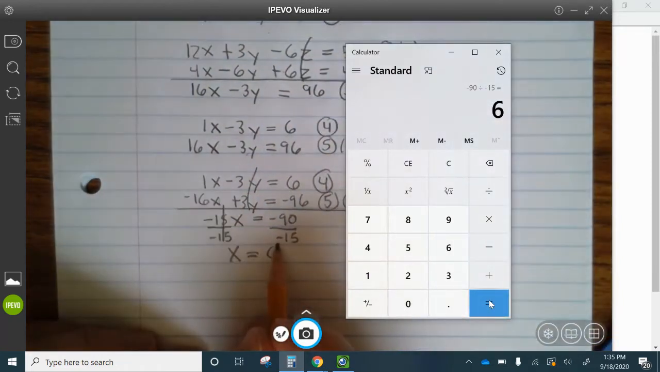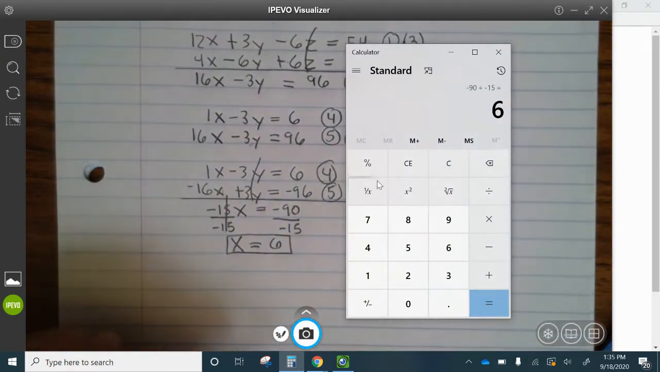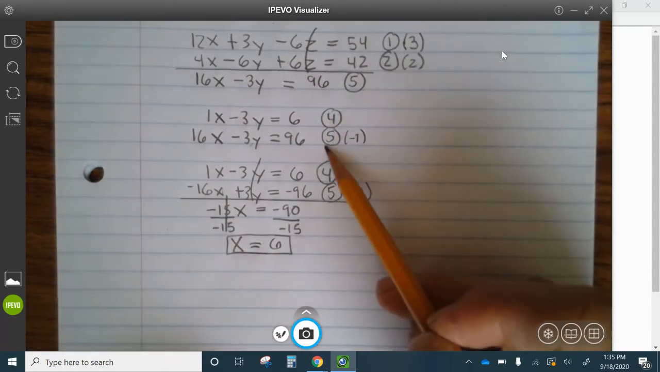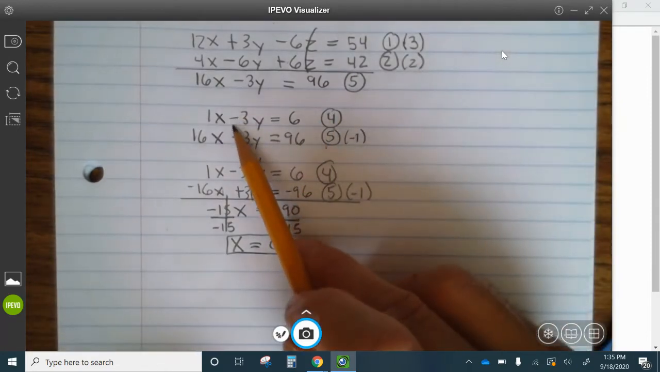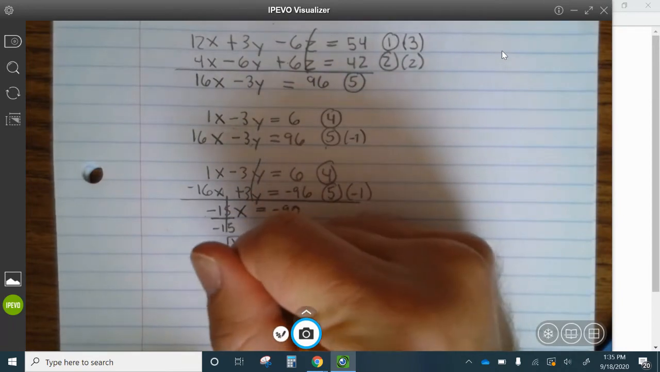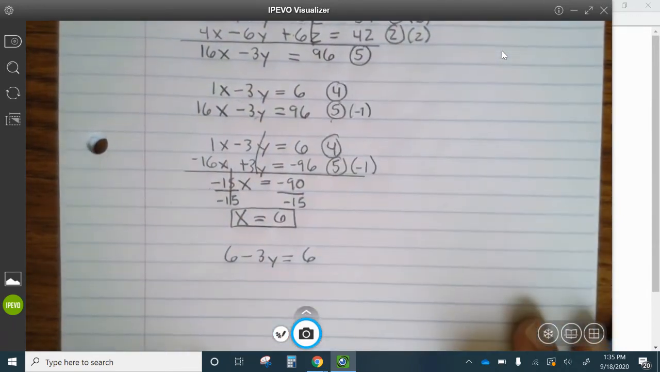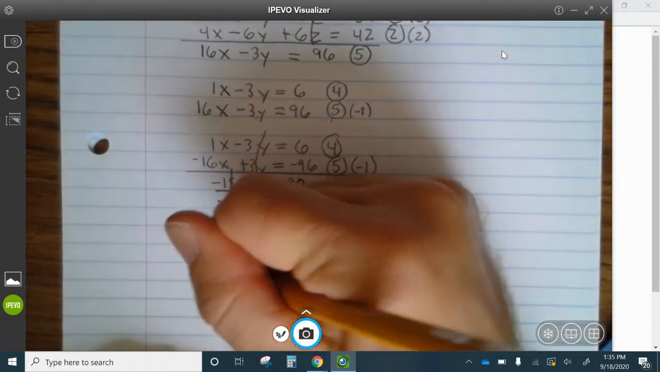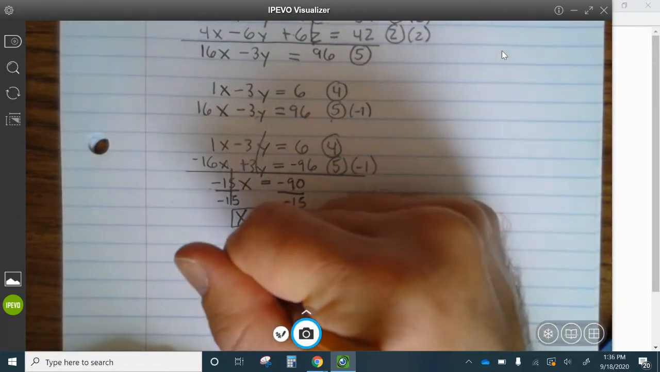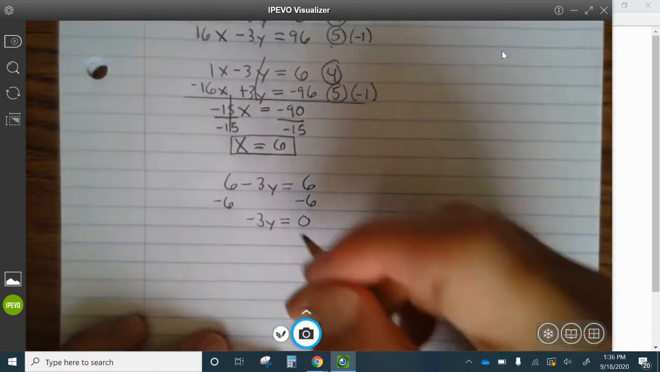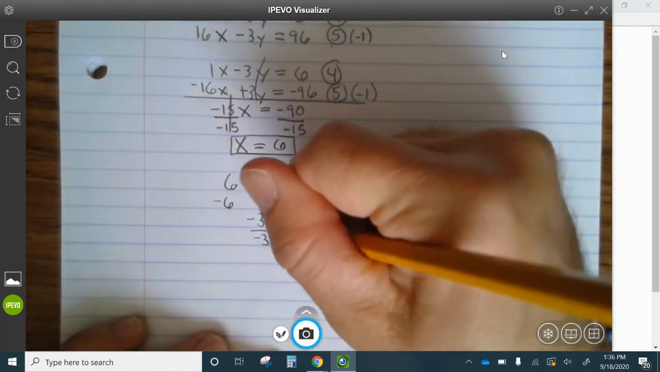So now we can plug 6 back into either equation 4 or 5 to solve for y. So let's just plug it into the first equation 4. So that's 6 minus 3y equals 6. Well, subtract 6 from both sides. You get negative 3y equals 0. Divide both sides by negative 3. So y equals 0.